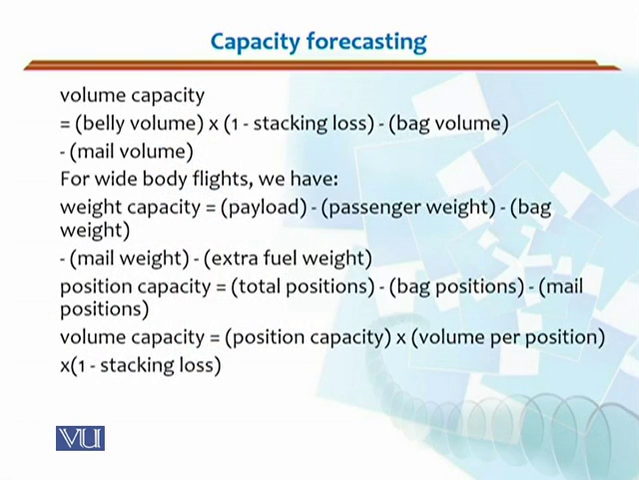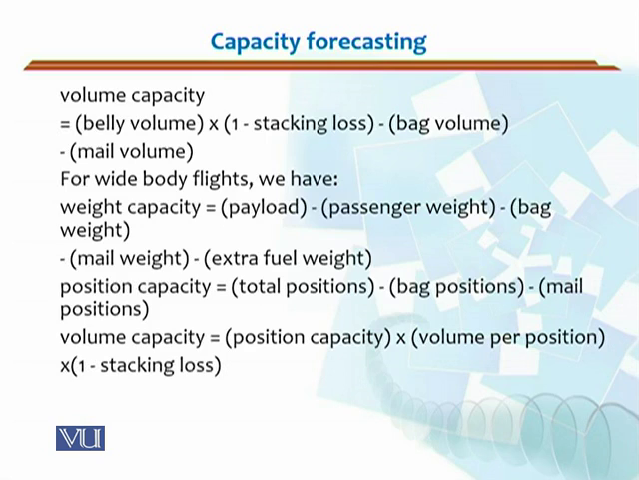Now, in terms of volume capacity, we know how to calculate the weight capacity now. In terms of operationalizing, the volume capacity would be the belly volume multiplied by 1 minus the stacking loss, minus the bag volume minus the mail volume. You should know what a stacking loss is. Stacking loss is for those types of products which do not fit in the containers because of their shape.